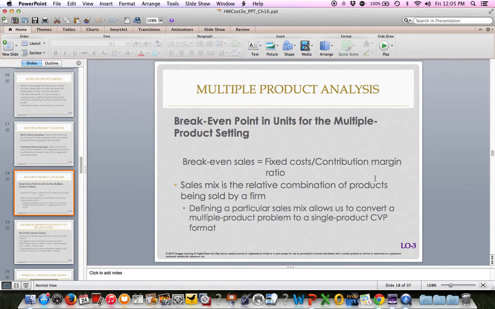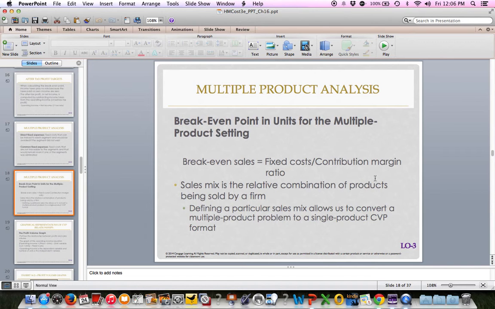So the break-even point in units, when we have a multiple product line setting here, is break-even in sales equals, again, remember, break-even in sales is fixed cost divided by my contribution margin ratio. But now we have to take into account a sales mix. A sales mix is the combination of products being sold by a firm. So a sales mix allows us to convert a multiple product problem into a single product CVP format.